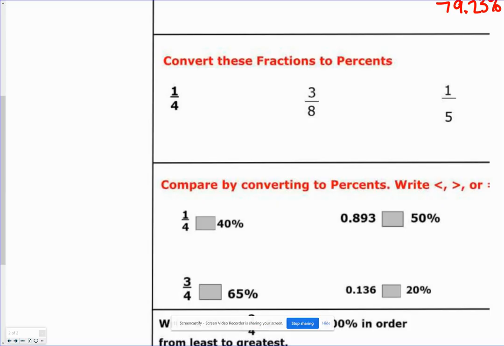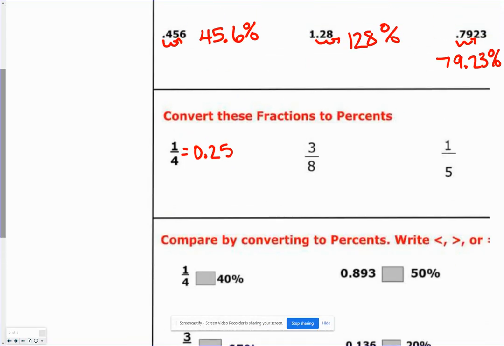Okay. So hopefully you did 1 divided by 4 and got the decimal, which is 0.25. Now, how do we take that decimal and convert it to a percent? Well, if we look back up here, we moved it 2 spots to the right. 1, 2, or we times it by 100. And you should have got 25%. Don't forget to label.